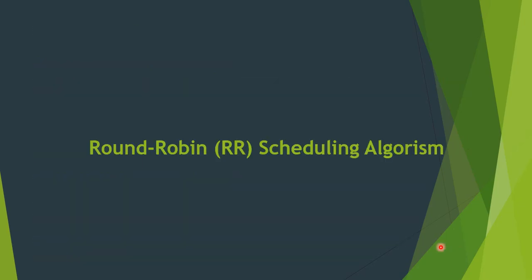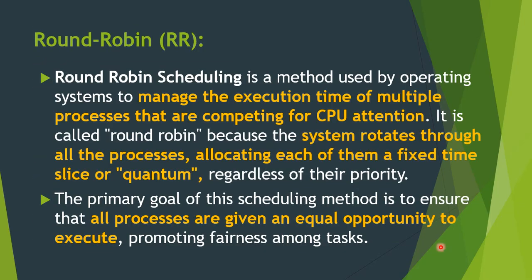Okay, let's look at round robin. Round robin is also a scheduling algorithm. The method is used by operating systems to manage the execution time of multiple processes that are competing for the CPU's attention. It is called round robin because the system rotates through all the processes, allocating each of them a fixed time slice or quantum, regardless of their priority.